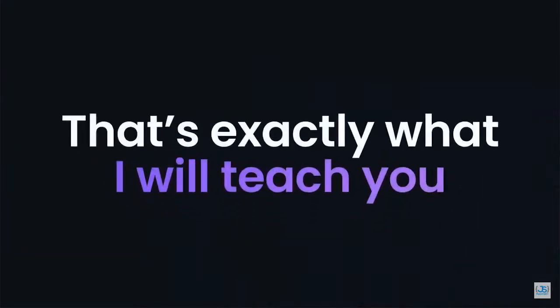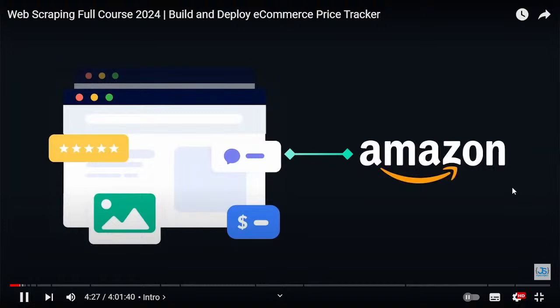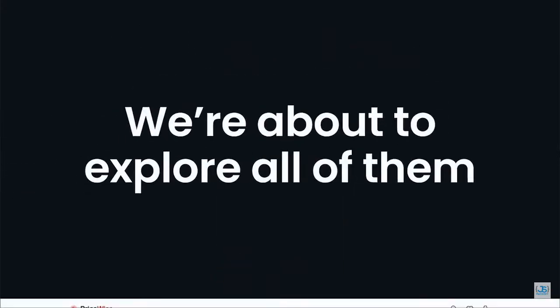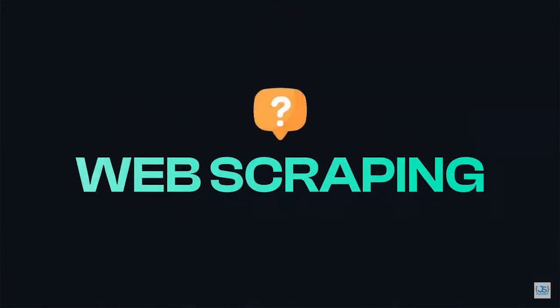And that's exactly what I will teach you: to trigger our scraper on a periodic basis, so we'll keep our application up to date with recent data coming from the original Amazon website. And then, depending on the conditions, we'll send emails to the user. I hope that sounds exciting, as these things are rarely taught on YouTube, and we are about to explore all of them and combine them into a functional application. So without any further ado, let's get started with the first part of this video, which is what web scraping is in the first place.